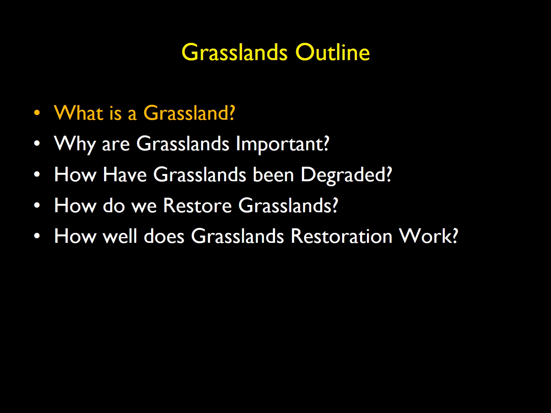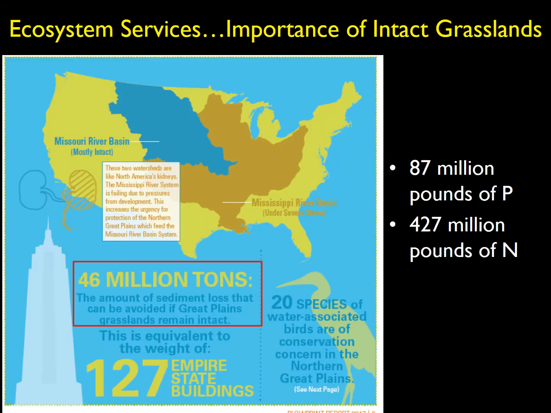All right, so let's get into why grasslands are important. Taking it from an ecosystem services perspective, once again, I've used that analogy the other day of wetlands as the kidneys of our waterways. But it starts even before the wetlands, right? Wherever it rains, the ecosystems there are going to be able to clean that water, to filter that out. And so if the grasslands of the Great Plains can remain intact, it's estimated that we could reduce loss of 46 million tons of sediment.